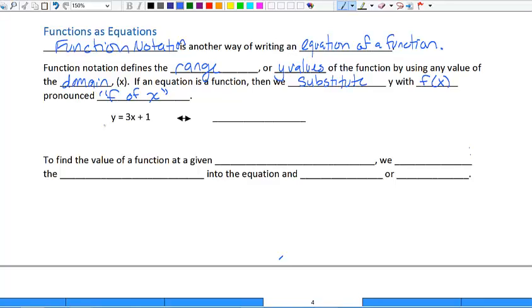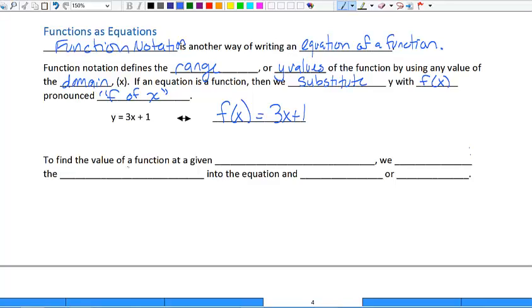So let's say I had an equation y equals 3x plus 1. In function notation, we would simply write f of x equals 3x plus 1. We just take the range, which is the y values, and replace it with this function in terms of x. Writing it in this form is a whole lot more descriptive. It tells you what value you're plugging in for x.